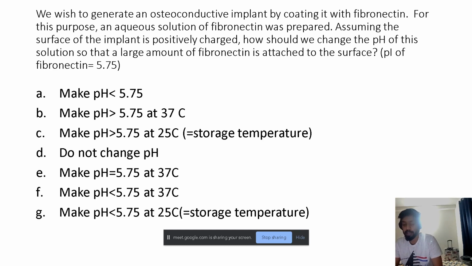Now, do you want to make it at 37 degrees centigrade or 25 degrees centigrade? Again, 25 degrees centigrade, as I mentioned, is a storage temperature. So the reaction would most likely be happening at 37 degrees centigrade, right? So you would not do the reaction at a storage temperature. You would do the reaction at a different temperature. In most cases it's usually at an ambient temperature, but in this case they're saying that 25 is the storage temperature, so 37 degrees is the reaction temperature. So making the pH greater than 5.75 at 37 degrees Celsius is what you would want to do to facilitate a large amount of fibronectin attaching to this positively charged surface.